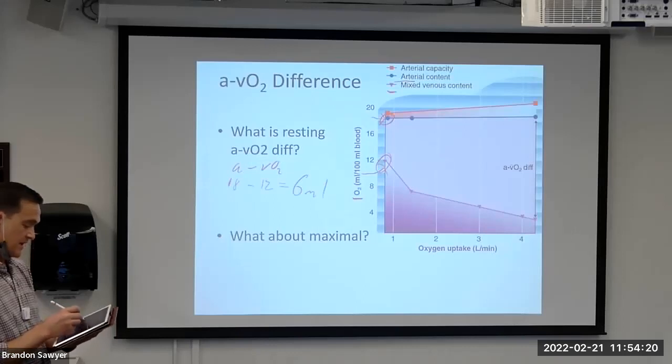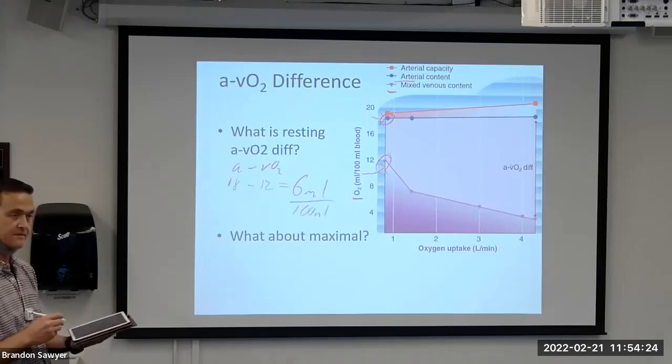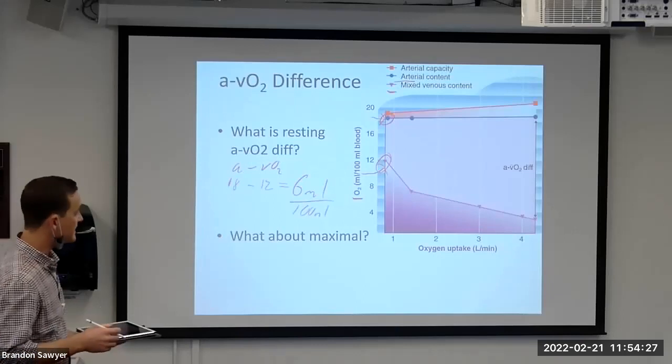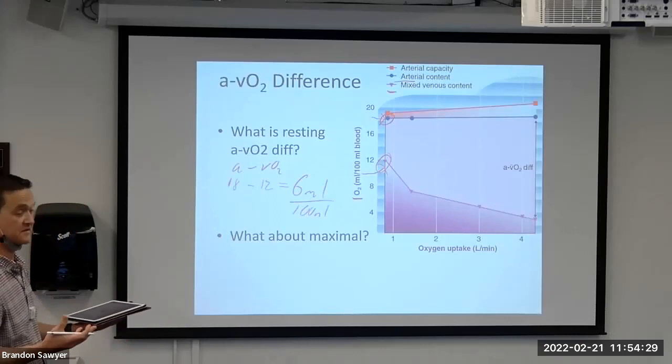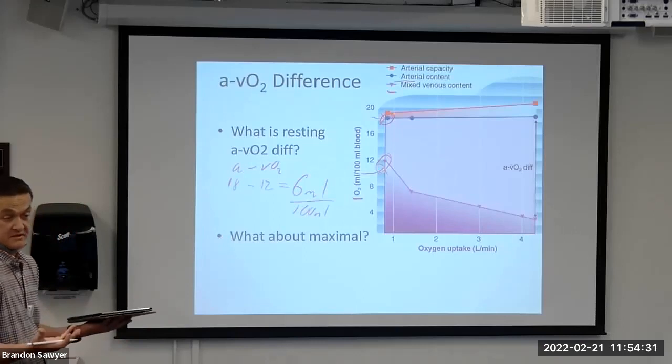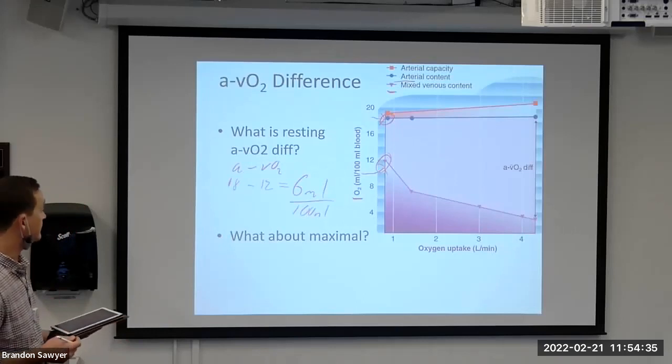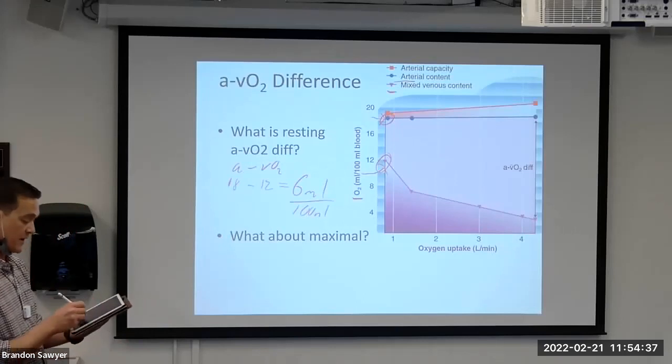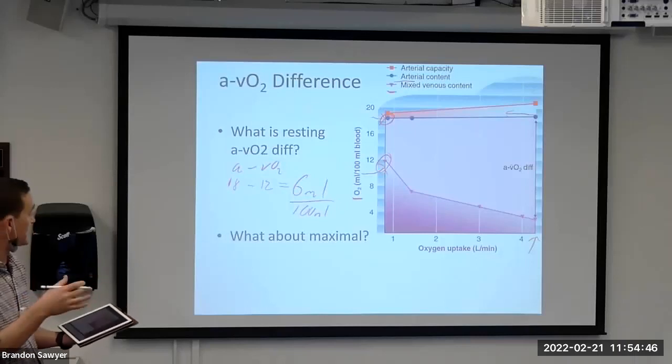That's 6 mils of oxygen per 100 mils of blood, is the way that's usually calculated, meaning that you would draw 100 milliliters of blood, and there's 6 milliliters of oxygen in it, right? That's the way it's calculated. And then all the way out here at maximal exercise, we've got this one. It didn't change much at all, right? Maybe just a tiny bit. You see a tiny little slope in that line.